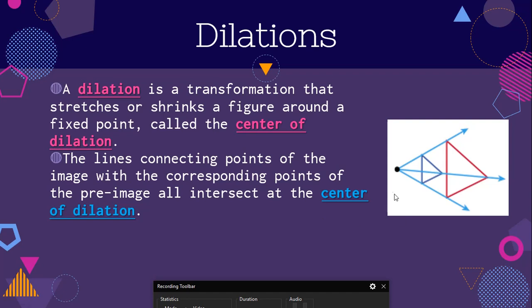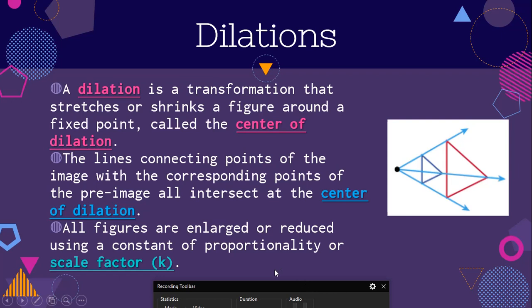What we can do is make lines connecting a pre-image point and the image point. And what you'll see is eventually those lines will all intersect at a common place, which is the center of dilation. Today we'll see that they always intersect at the origin, and then tomorrow we'll have to locate where that new center might be.